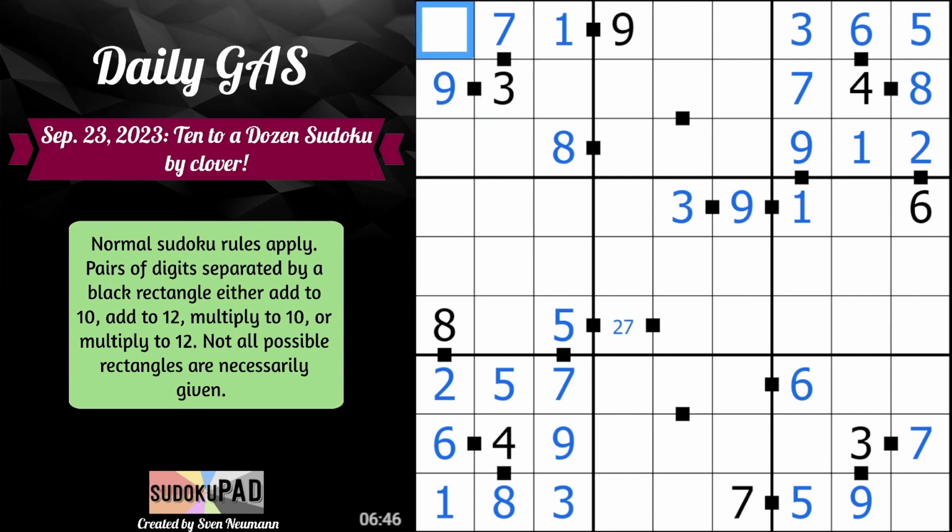This can't be 5, and it can't be 2, 6. So I think this is another naked single. This is 4. To place 2, 5, 6: this can't be 2 or 6. That's 5. Now we place 2, 6. This can't be 2, so this is 6. This is 2.